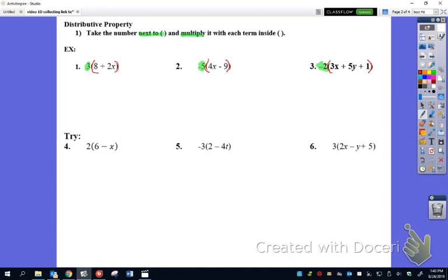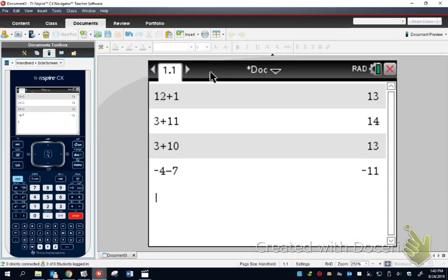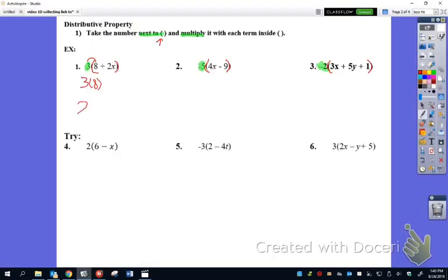Now, when you put this in your calculator, you're actually gonna use the parentheses, so it's just like it looks. So this, you're gonna put in 3 parentheses 8 in your calculator. So 3 parentheses 8. Okay, hit enter. That's 24. Okay, now that's gone.